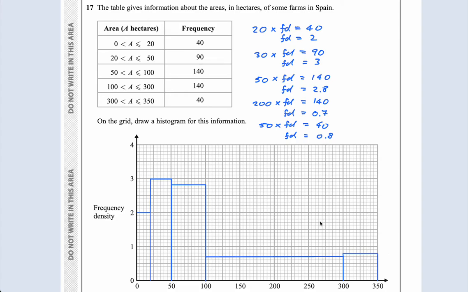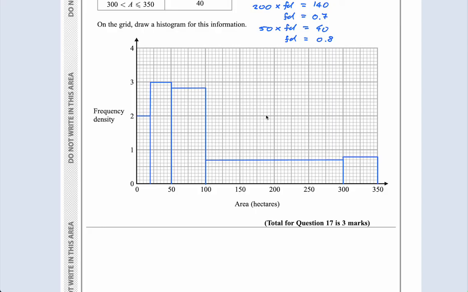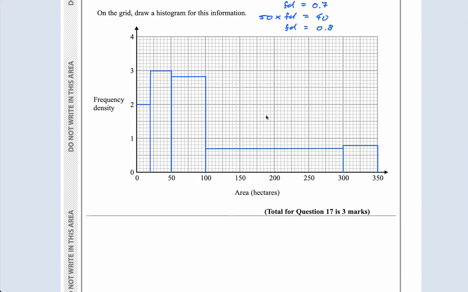It takes a bit of a while to get your head around this. But once you do understand this about area and just sort out these equations, it's actually not a bad question, and I think, look, it's worth 3 marks. I think everyone can get those 3 marks.